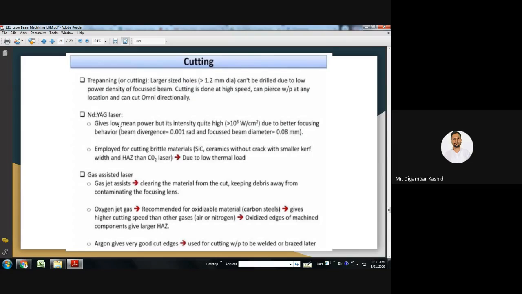Now if we talk about Nd:YAG lasers, they use low mean power, but the power intensity is very high, about 10 to the power 8 watt per centimeter square. That much power intensity is there due to the better focusing behavior of that laser.